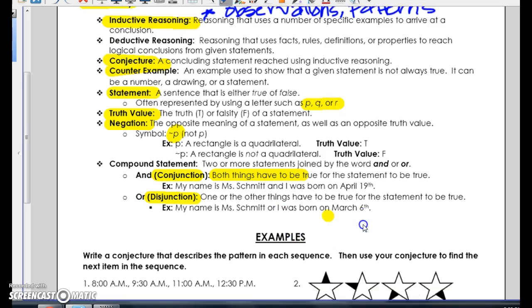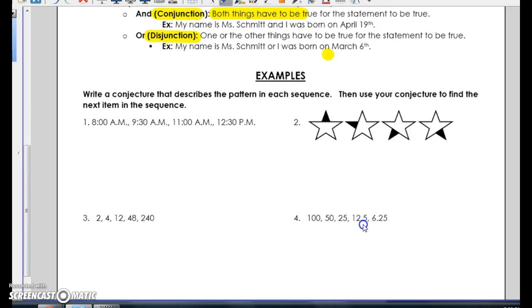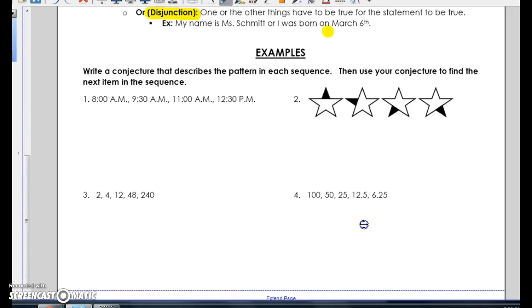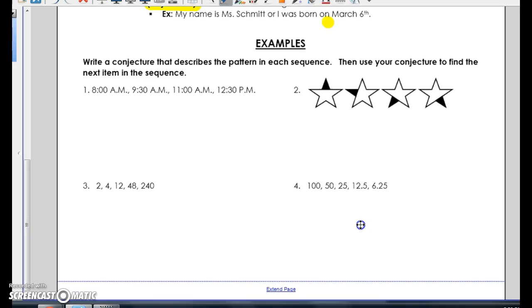So let's do some examples. We're going to write a conjecture that describes the pattern in each sequence. Then we'll use the conjecture to find the next items in the sequence.